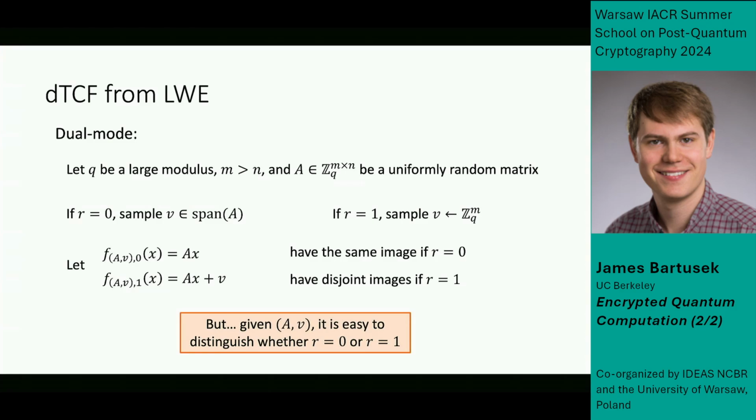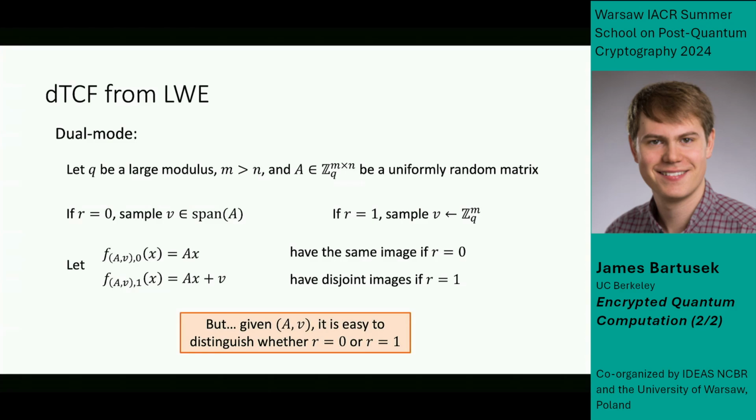As you might have already noticed, there's really no security here. Recall that really the only security property that we want is this mode indistinguishability property, that I can't distinguish whether my pair of functions has been sampled in the 0 mode or the 1 mode. But here it's really easy to tell just by simple linear algebra, right? I'm given A and V, I can check whether V is in the span of A, and that determines the mode. Okay, so to make this plausibly secure, we will appeal to the techniques we covered earlier in this week and ask, what is LWE good for?